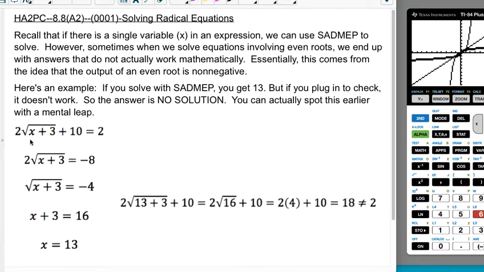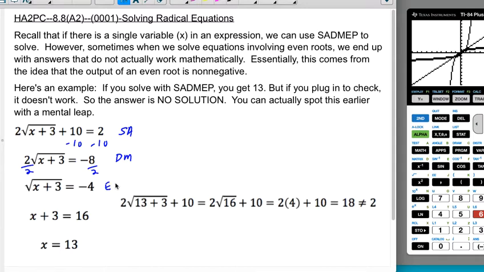So as a quick example, here's 2 times the square root of x plus 3 plus 10 equals 2. We're going to go ahead and solve with SADMEP. So I would do subtraction and addition first, right? I'd subtract the 10 from both sides, and I'd get 2 times the square root of x plus 3 equals negative 8. Then I would do my division and multiplication, and I'd divide both sides by 2, and I'd get the square root of x plus 3 equals negative 4.